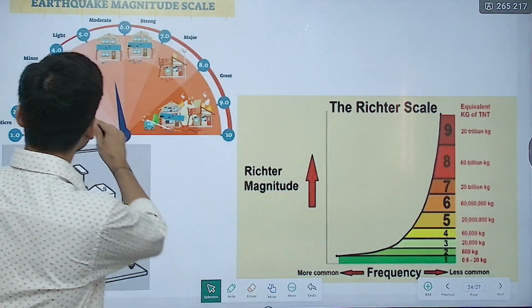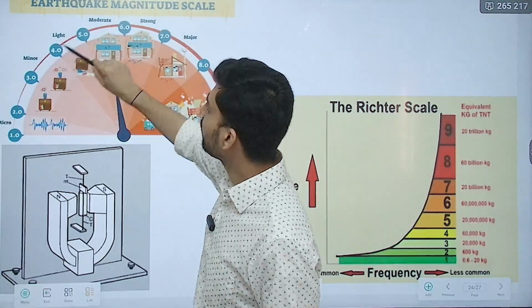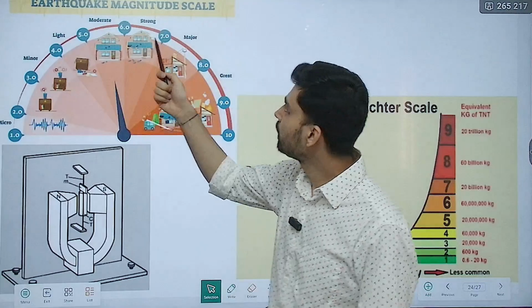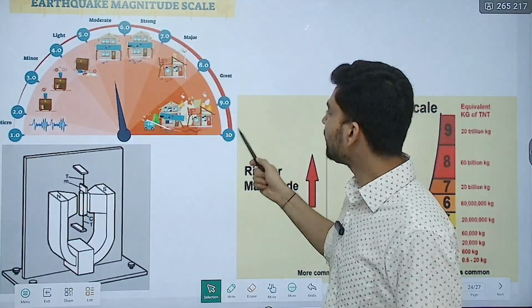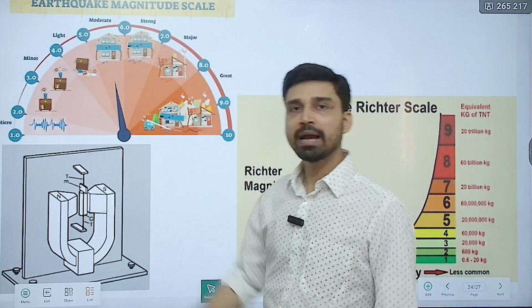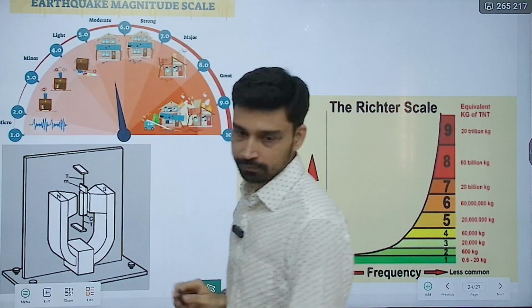So if we talk about the 4.0 earthquake, it lies somewhere between a minor earthquake and a light earthquake. 5 is moderate, 6 is strong, 7 is major, and 8, 9, 10 are considered great earthquakes. So the Richter scale measures the magnitude of an earthquake on a scale between 1.0 and 10.